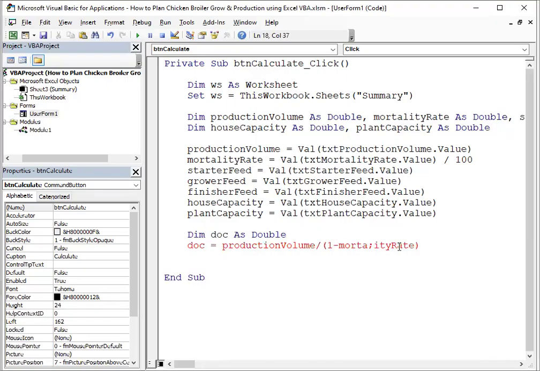Okay, in terms of the calculate the feed requirement. Okay, I've done the DOC requirement. Now I'm going to calculate the feed. I'm going to declare the variable as well, total feed as double.